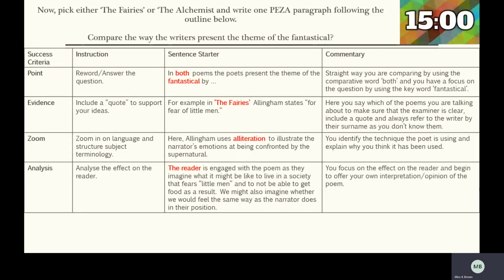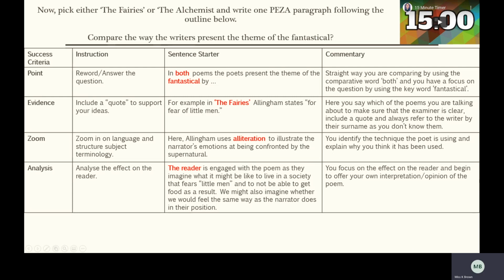So what I would like you to do now is to pick either The Fairies or The Alchemist and write one paragraph following the outline that I have just talked through. You can use the sentence starters if you want to, or if you are feeling up for a challenge, if you're feeling a little bit confident, then by all means don't bother with the sentence starters and just write it from your point of view. As long as you are including the point, the evidence, the zoom and the analysis, you can't go far wrong.